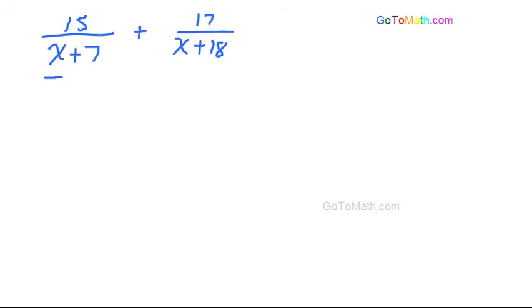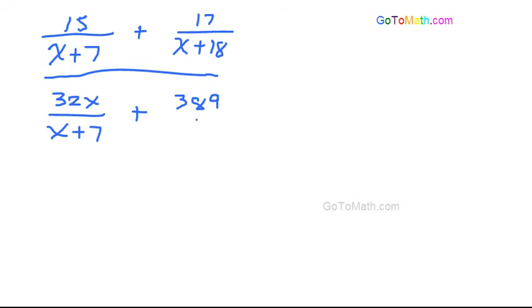Alright, so we have 15 over x plus 7, and that's going to be plus 17 over x plus 18. That's all over, looks like a crooked line, 32x over x plus 7 plus 389 over x plus 7.